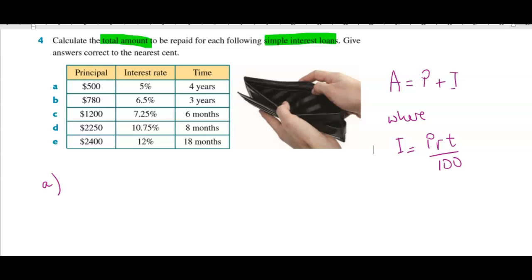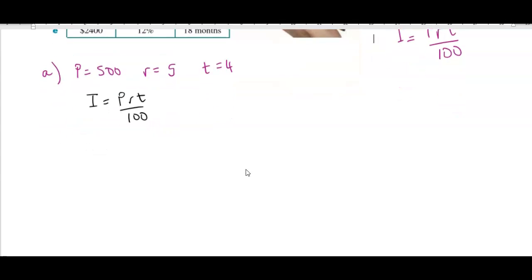Okay, so for question A, the principal is 500, your interest rate is 5%, and your time is 4. All right, so your interest is PRT over 100. Did we do this one before? I can't remember. 500 times 5 times 4. Actually, I don't think it is the same. I think we had 400. Okay, so we'll just quickly do that on my calculator. So that's $100. So it's $100 in interest.